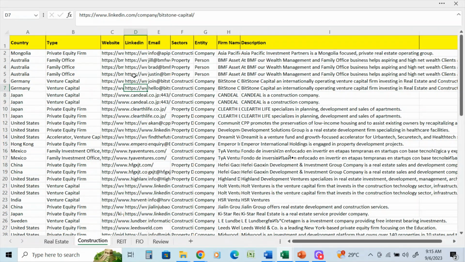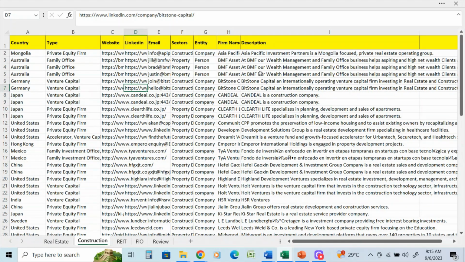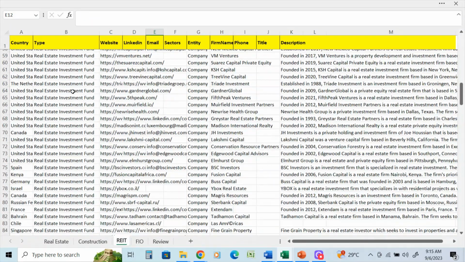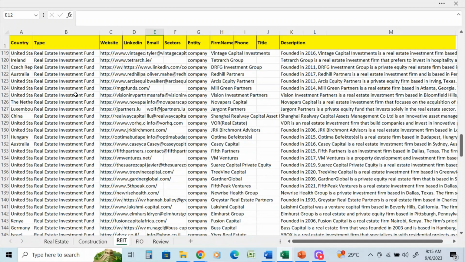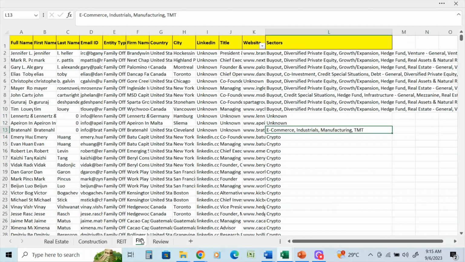Construction sector is a little bit smaller. These are groups that tend to look at larger construction projects. They want to be partners in anything from residential to commercial to hospitality projects. REITs, of course, that's self-explanatory. Those are good contacts to reach out to promote your project. And family investment offices.